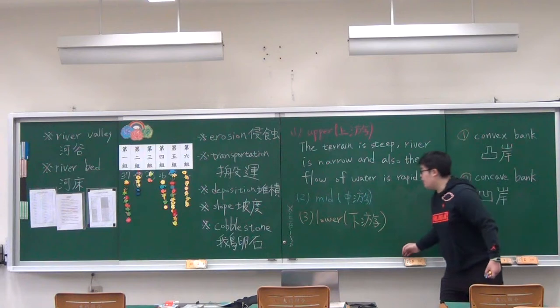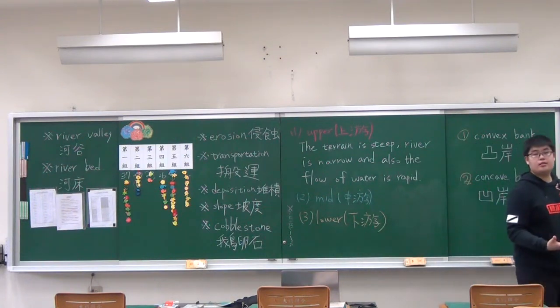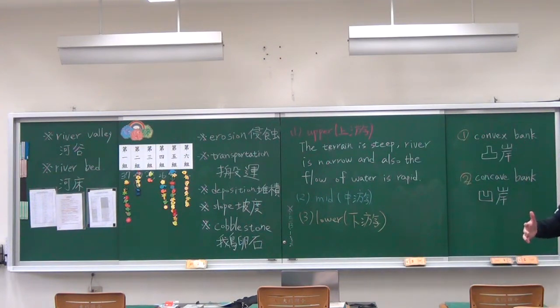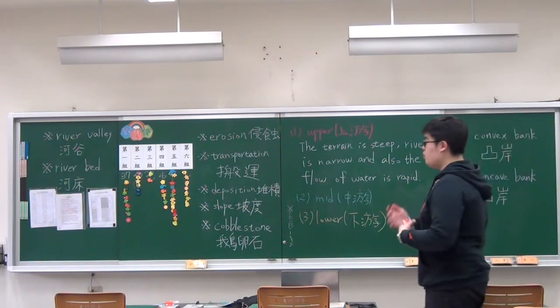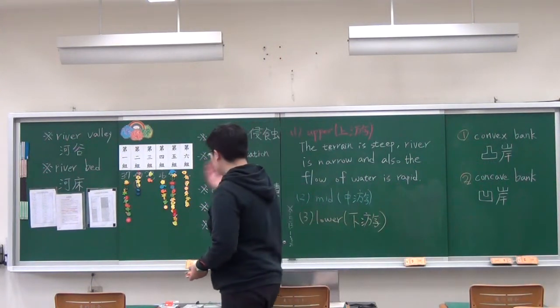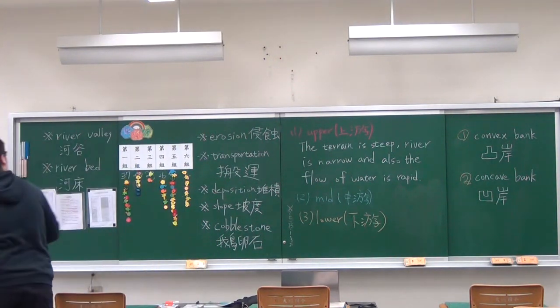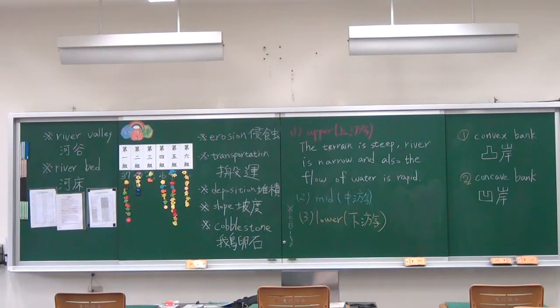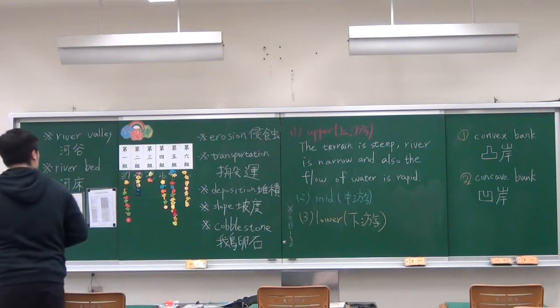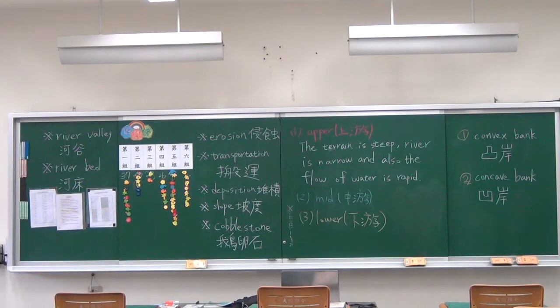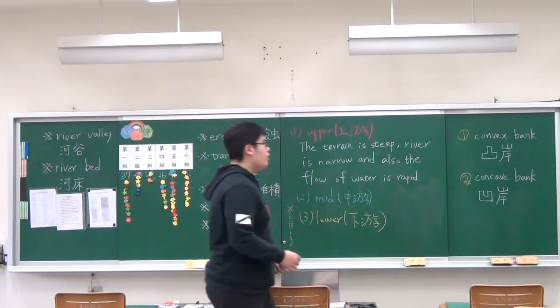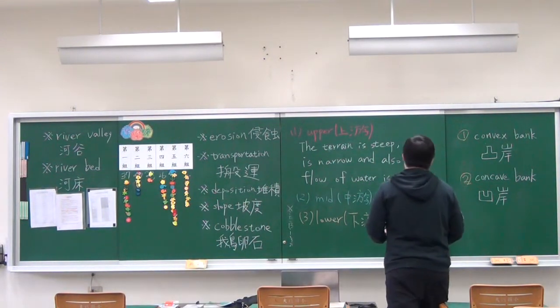Move on to the last point, the lower part of the river. Anyone want to try describing the lower part of the river? Susan? The terrain of the lower part of the river is the most gentle, that's right. The river is the widest, and the water is the most gentle. So that is the first unique characteristic of the river.